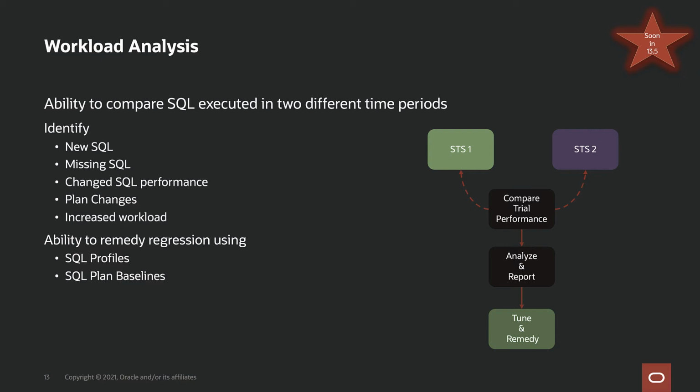And this helps us to identify if there are any new SQLs from one of the SQL tuning sets that don't exist in the second SQL tuning set. We will also see if there are missing SQLs in the second SQL tuning set. We will be able to see changed performance on SQLs. So even if there are no plan changes, we can see if a SQL takes a longer time to execute. We will see plan changes between the same SQL in the two different SQL tuning sets, and we can also see if there is increased workload by more executions.